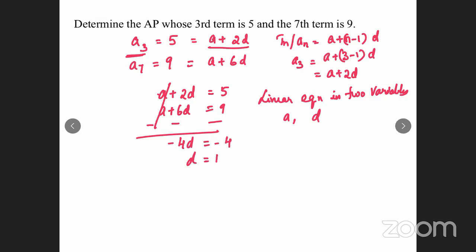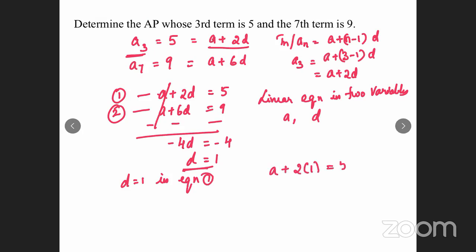So we got the difference now. If we plug in this D value in any one of the equations, let us consider this as equation 1 and this as equation 2. If I substitute D is equal to 1 in equation 1, that is A plus 2 times 1 is equal to 5. That is A is equal to 5 minus 2, so the first term is 3. So we got the A and we got the D. So from here we can find the AP now.